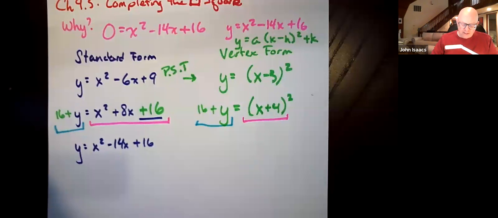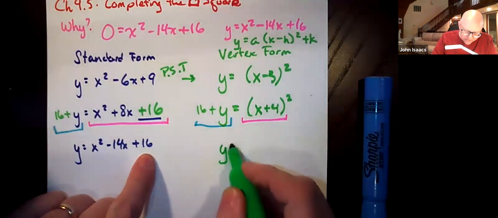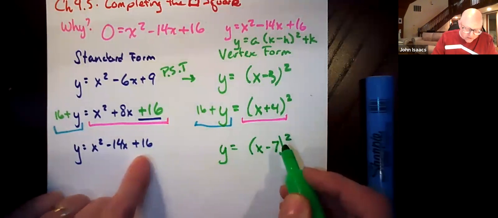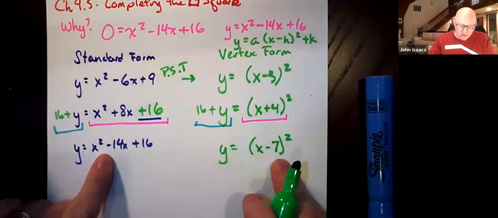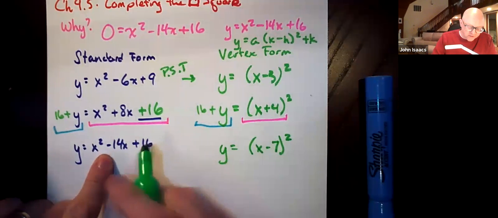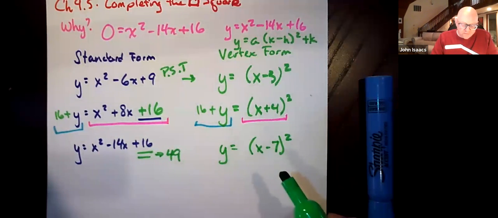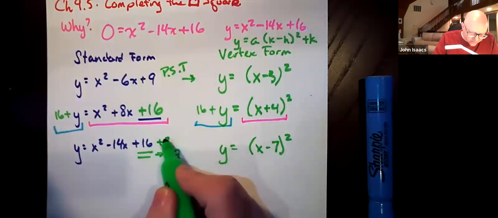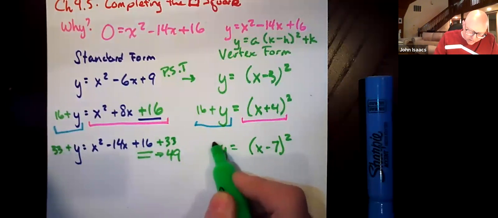So let's see. We have a 16 here. We would hope to have y equals x minus 7 squared. That's going to create the negative 14 that we would need as a perfect square. But x minus 7 squared would actually create, instead of a 16, a 49, wouldn't it? Well, in order to get to 49, we need to add 33, I think, to that. If we add 33 here, we got to add 33 here. So that means we have to add 33 here.